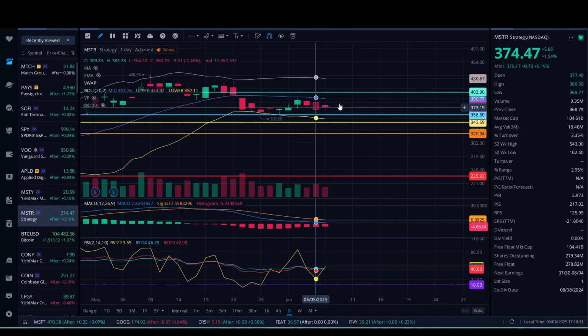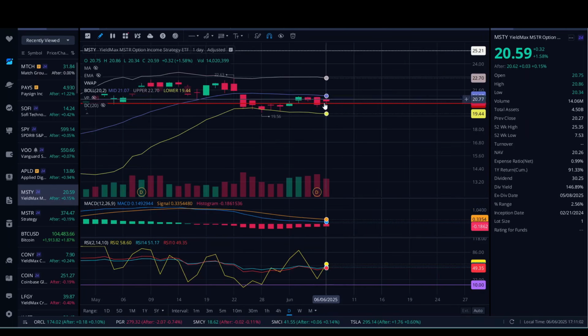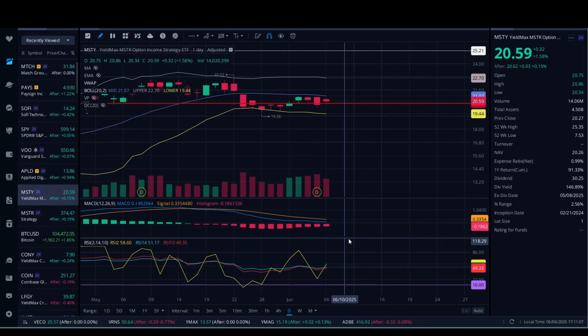Would love to see it keep going up and break out and start testing some of the highs here. But I think we all would love to see that. So currently for me, MSTR and MSTY, I'm still waiting for it to come down a little bit more before I buy some more shares. But that's just me. You have to make your own decisions of when you buy, and I have to make my decisions of when I buy.